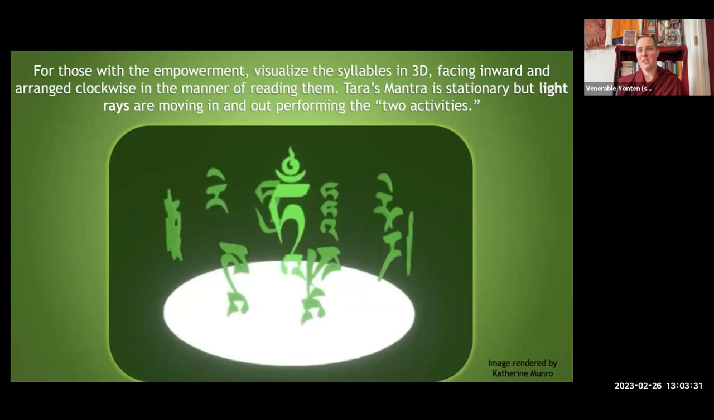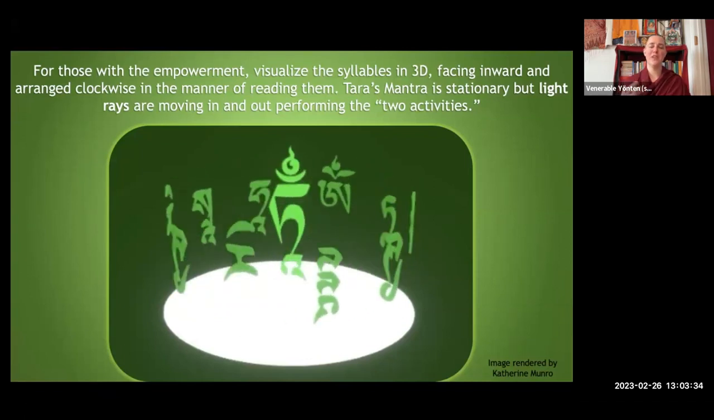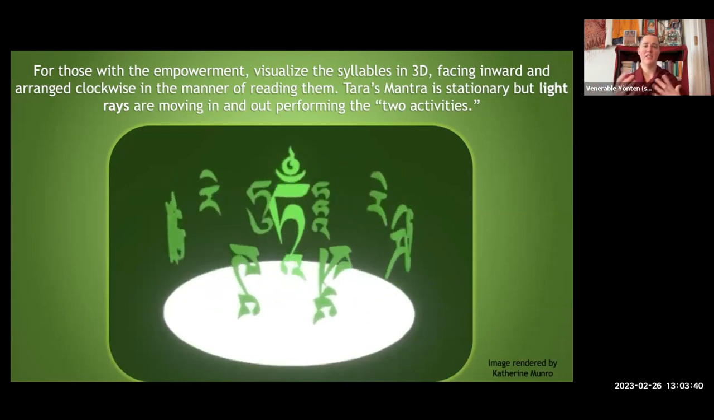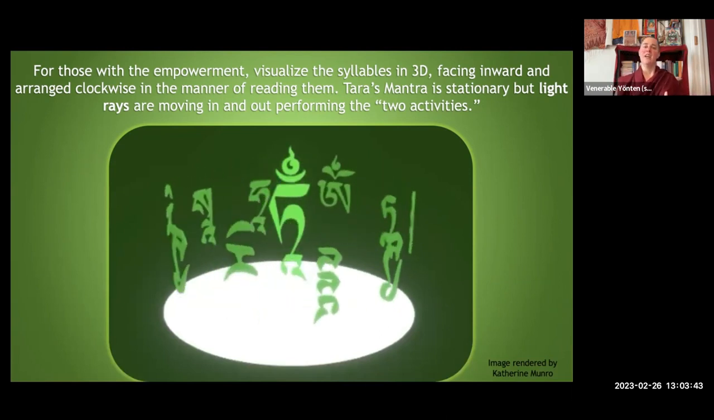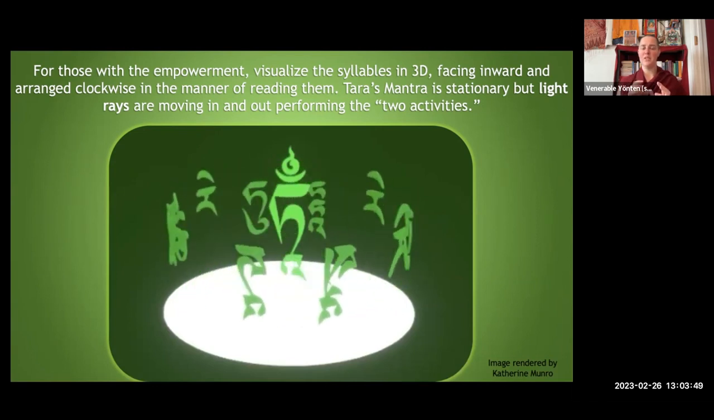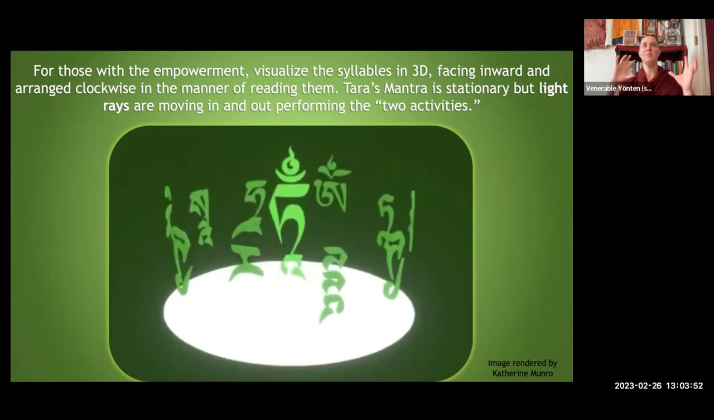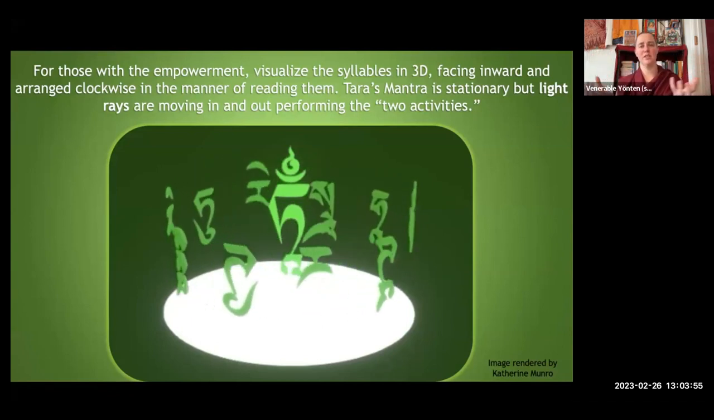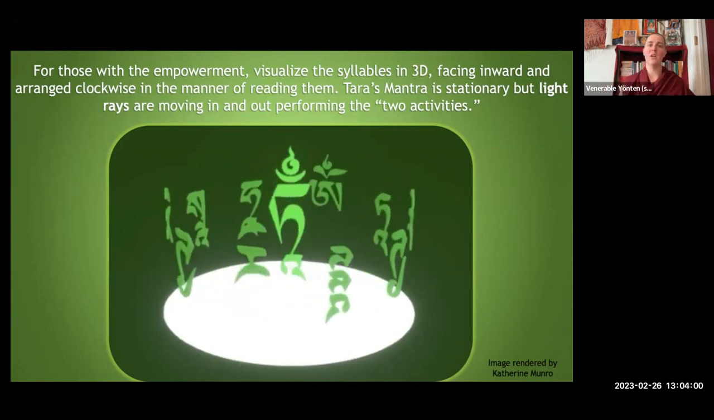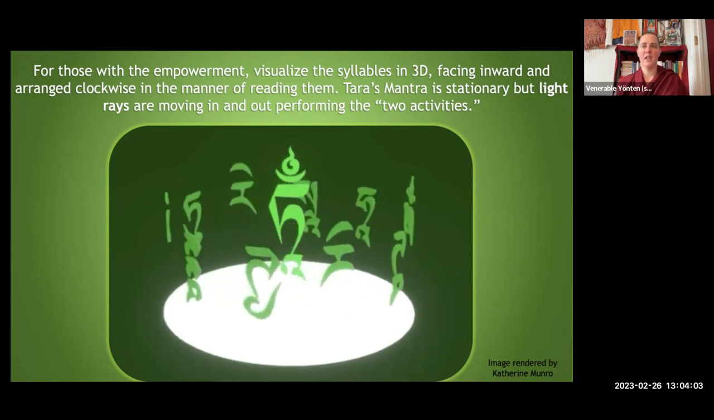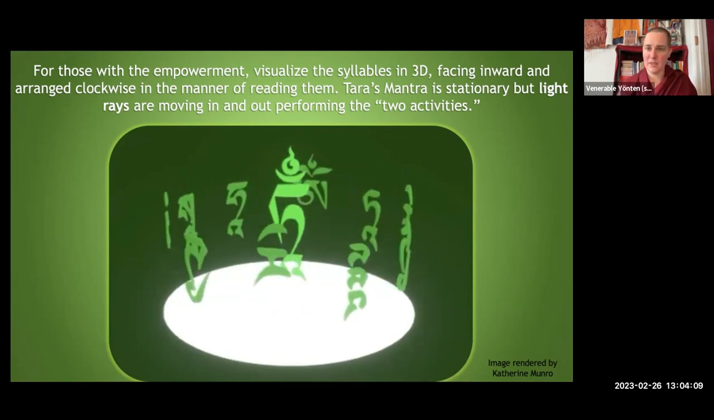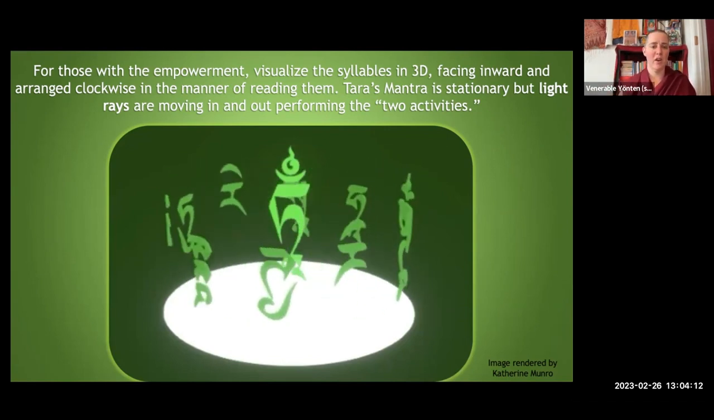Okay, so we're supposed to visualize it three-dimensionally. And here it's confusing because you have the syllables moving. The syllables don't actually move. The light moves going out and in and out and in. I just have the syllables moving here so you can see. And so imagine you're in the position of the Tam sometimes in the visualization, and you're observing the mantra, able to hold all of it, even though it's a 360-degree situation. Imagine you're not using ordinary eyes. You're able to hold all of the syllables at the same time. So Tara's mantra is stationary, but the light rays are moving in and out, performing the two activities, purifying and giving offerings.